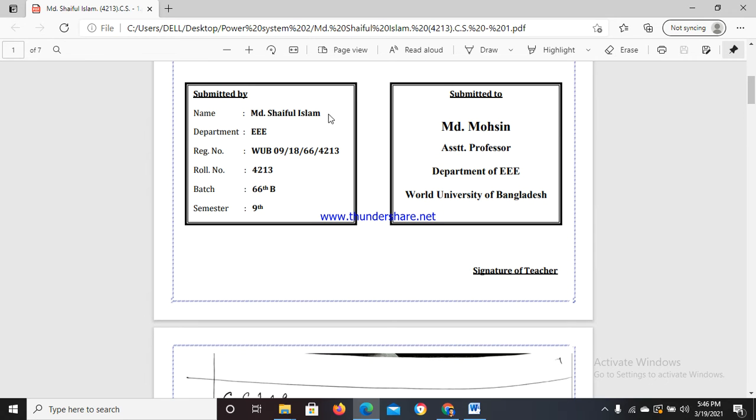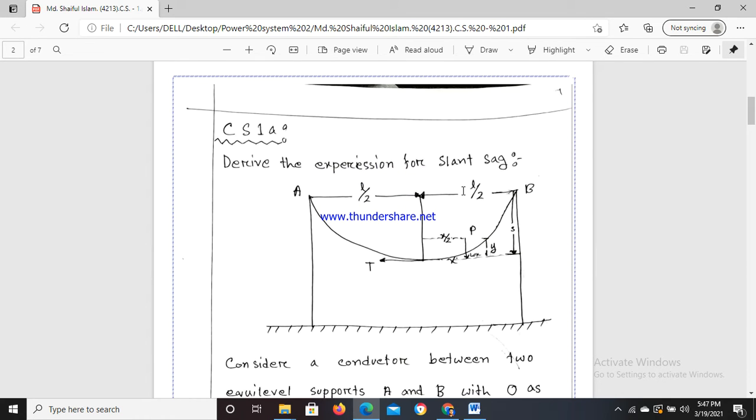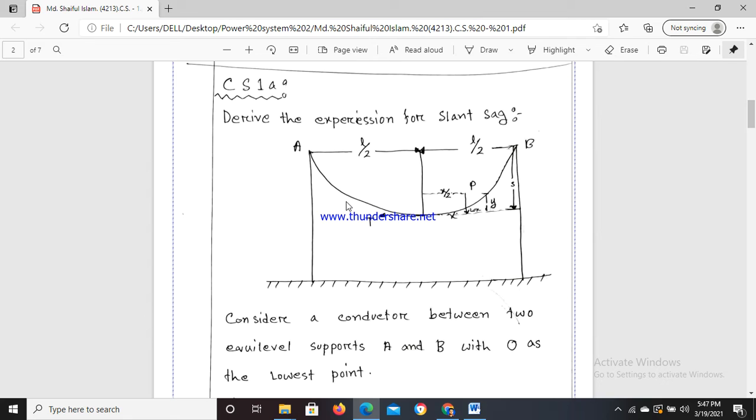My name is Saiful Islam, Department of EEE, Roll 4213, Batch 66B, Semester 9th. Submitted to MD Mohsin, Assistant Professor, Department of EEE, World University of Bangladesh. Now I read my first case study. Case study 1.